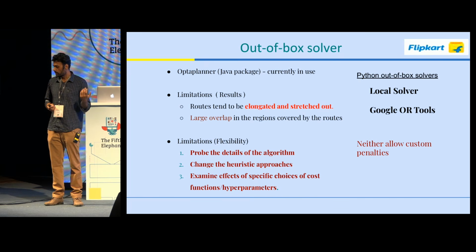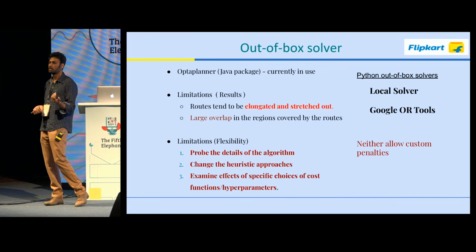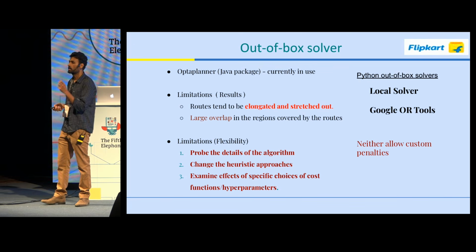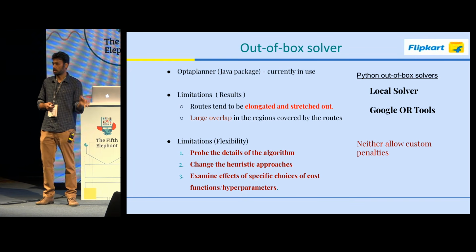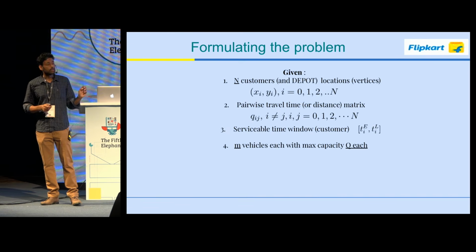I've looked at Python variants, and a couple of them are the local solver and Google OR-Tools, but neither of them can support custom penalties. And we'll see what custom penalties are. So we have to have a custom solver here. Great. So now I've set up the problem.